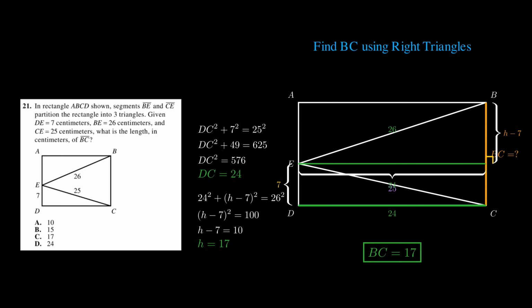When rectangles contain diagonal segments, look for right triangles and use the Pythagorean theorem step by step. Solve one triangle, then use that result in the next, and that's it.